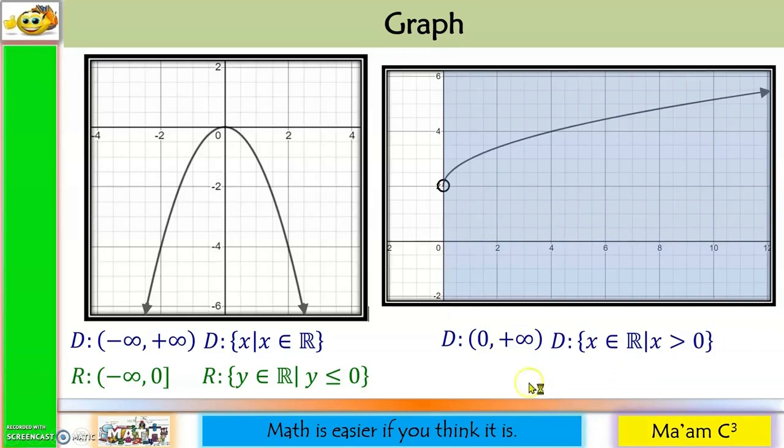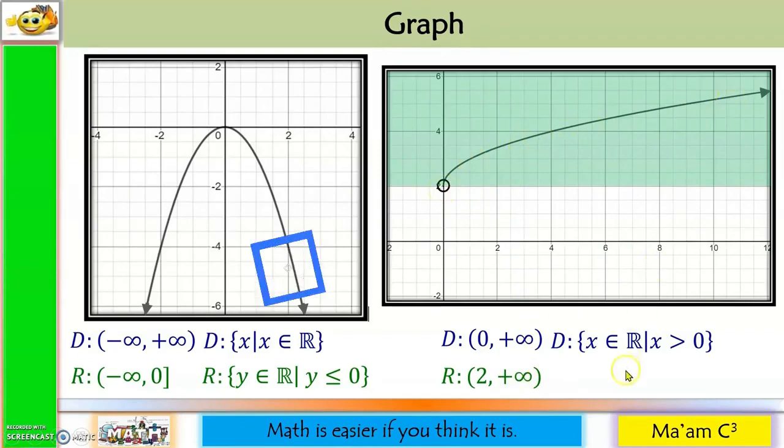For the range, we'll start coloring from the minimum going up. So look at your y-axis. You started seeing a graph at 2 and then it goes upward. So from 2 to positive infinity. So for set builder notation, these are values of y that are greater than 2.